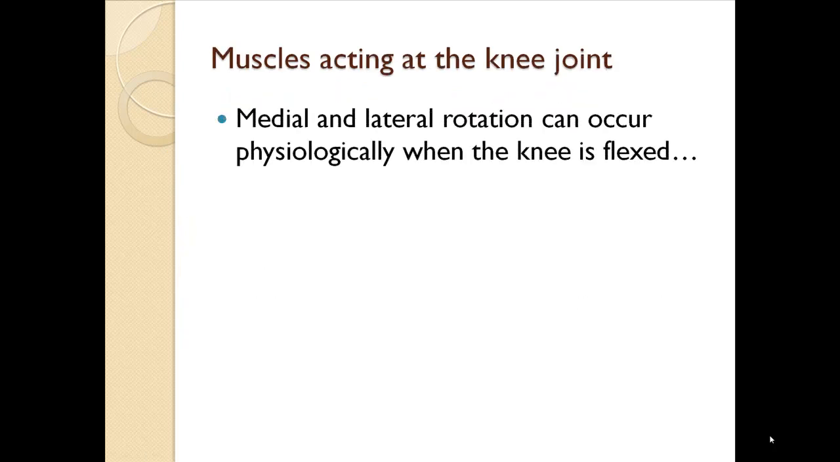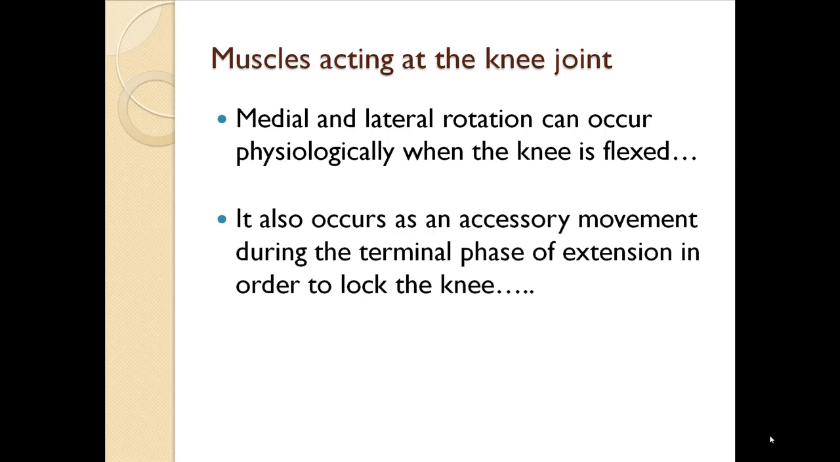Now, when we look at the muscles acting on the knee joint, we have muscles that can medially rotate the knee and muscles that can laterally rotate the knee. For example, when the knee is flexed, biceps femoris can externally rotate the tibia. When the knee is flexed, semimembranosus, semitendinosus, gracilis, sartorius and popliteus can all medially rotate the tibia.